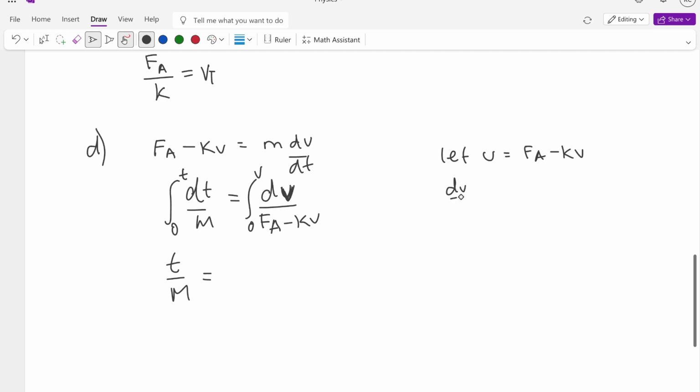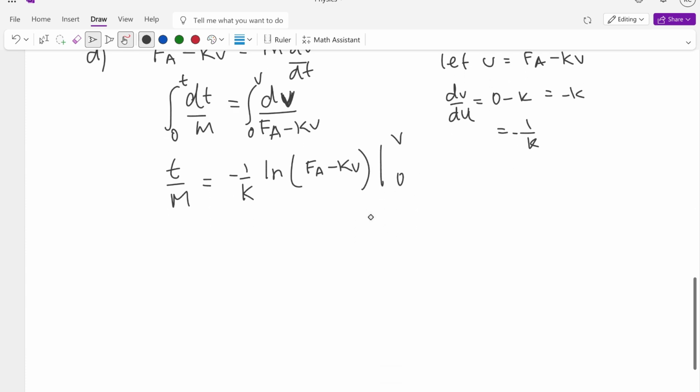So if I were to do dv du, this would just go to 0 minus k, which is just negative k. And if I were to solve for du, this would just become 1 over negative k. Then I can sub that back, and since this is a constant term, I can take that out of the integral sign, which would just be negative 1 over k. When we take the integral of this, we're going to have a natural log term, which is going to be natural log of f sub a minus kv, with bounds from 0 to v.